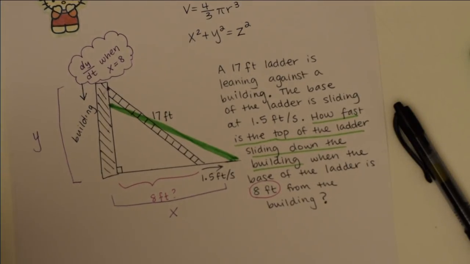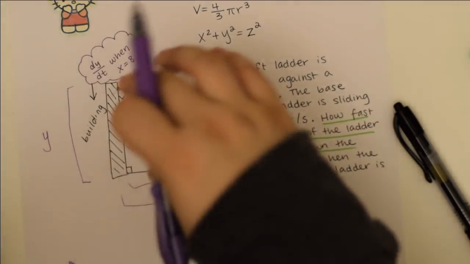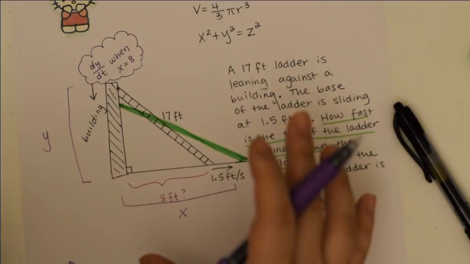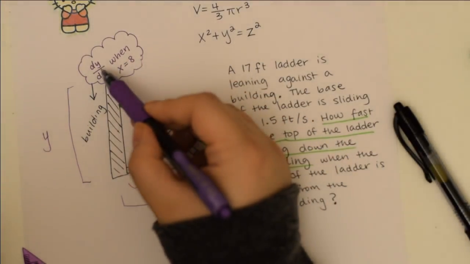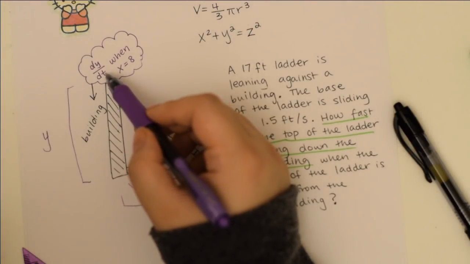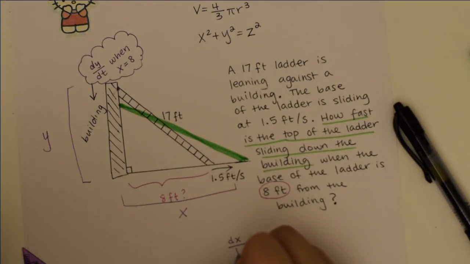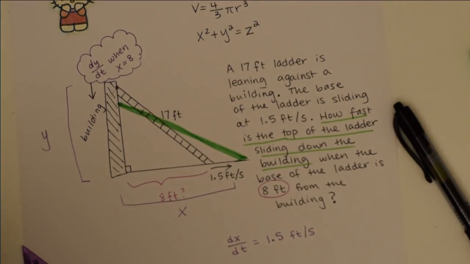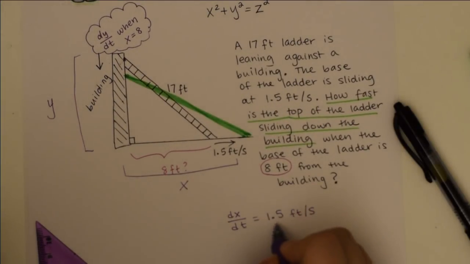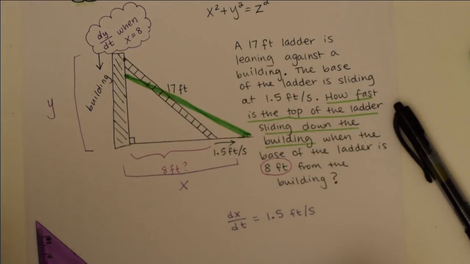So what we do for this type of question, again, is start with some kind of formula that relates the variables that you're trying to find. In this case, we know we're solving for dy/dt, which is the rate at which the ladder is sliding. We know dx/dt is 1.5 feet per second. And here's a little test. Why is this rate positive? Why did I write 1.5 and not negative 1.5?